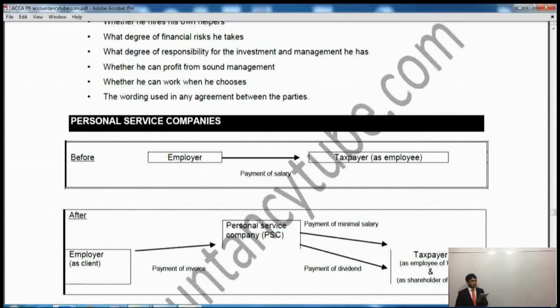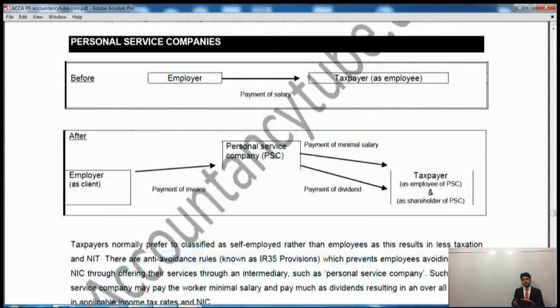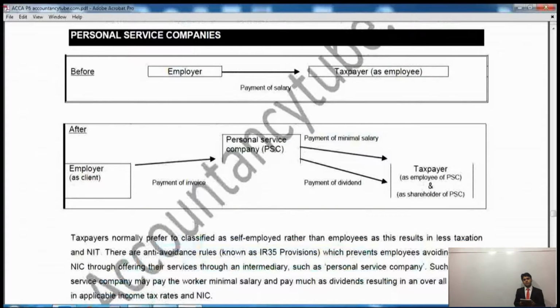Alright, so this was a list which can indicate whether you are employed or self-employed. So when you are sitting in the exam hall, you are confused and you can't determine if someone is employed or self-employed, then try to use this set of criteria and try to measure whether someone is employed or self-employed. So how can you measure it?